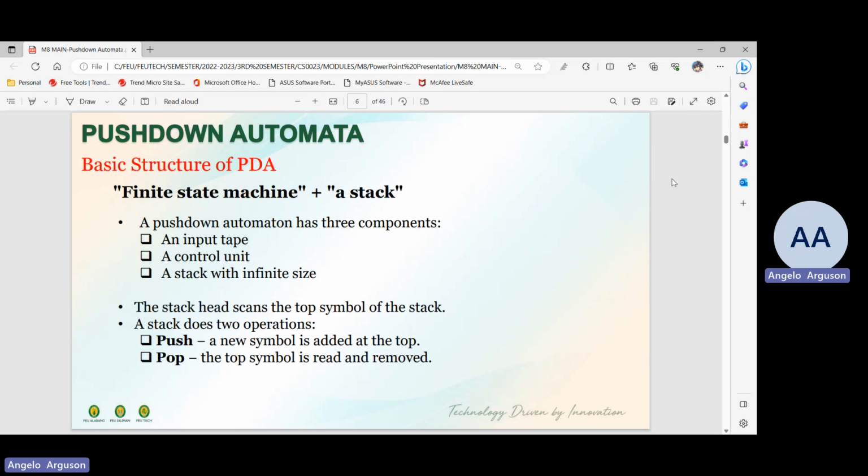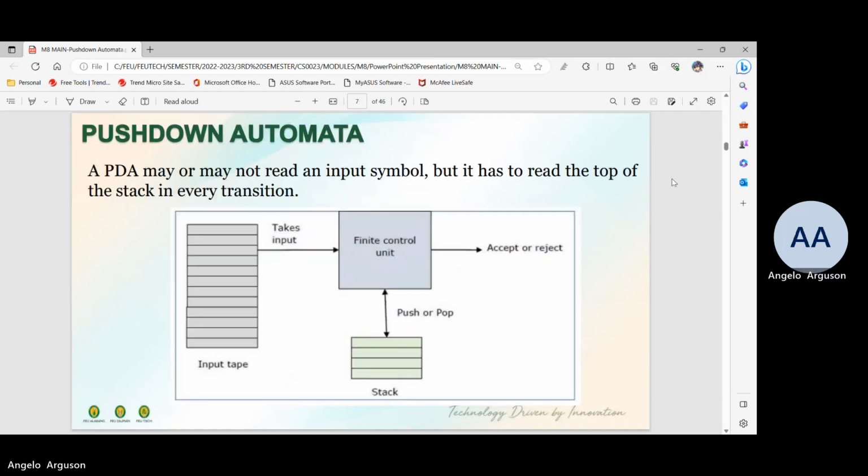The stack head scans the top symbol of the stack. A stack, as we know from data structures, does two operations. Popularly, they are push and pop. Push means a new symbol is added at the top, while pop is the top symbol that is read and removed. A PDA may or may not read an input symbol, but it has to read the top of the stack every transition.